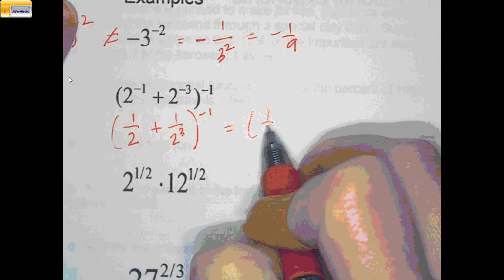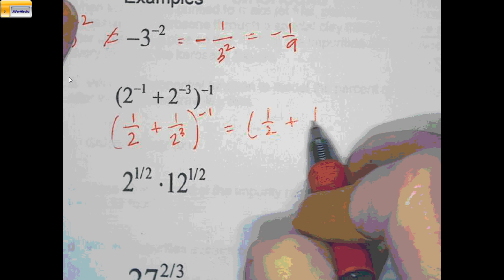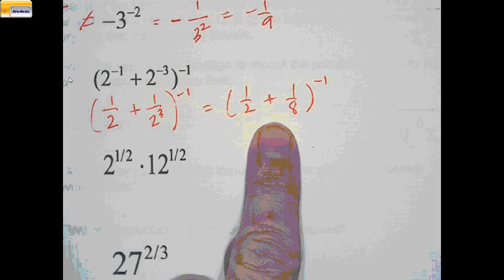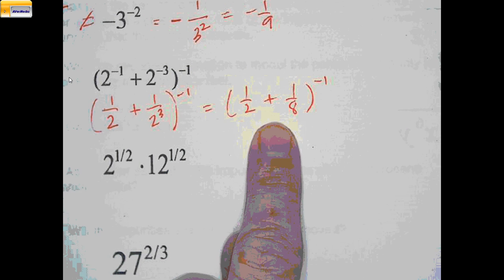Plus, what's 2 to the -3? Right, or 1 over 2 to the +3 first, for those of you that need the extra step. That's fine. So I have 1/2 plus 1/8 on the inside, and then it's to the -1. We should probably add these together first. You can't just distribute that -1. It doesn't work like that.